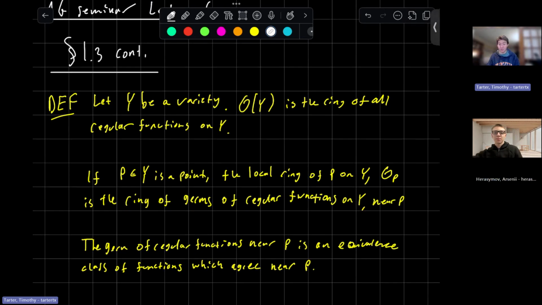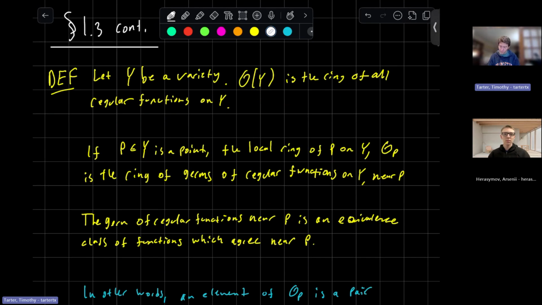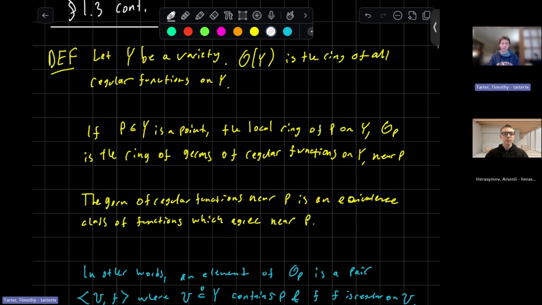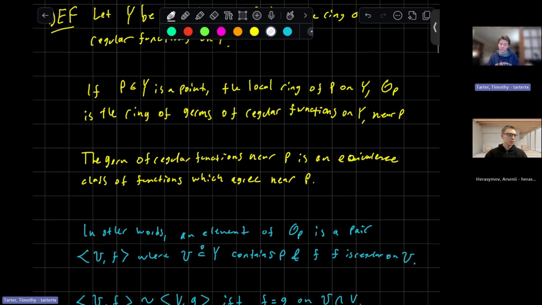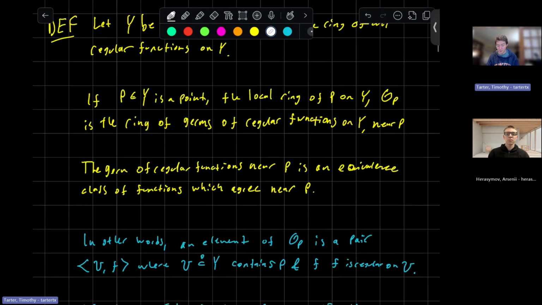Yeah. I'll just real quickly go over this so that you're not lost. We defined just a bunch of different things on varieties. And so we're talking about the category of varieties as a general thing, and then now we're specifying again. So if Y is any variety, O of Y is the ring of regular functions on Y, which are functions which can be represented as rational functions at every point. If P is a point in Y, the local ring of P on Y, which is just O subscript P, is the ring of germs of regular functions on Y near P.